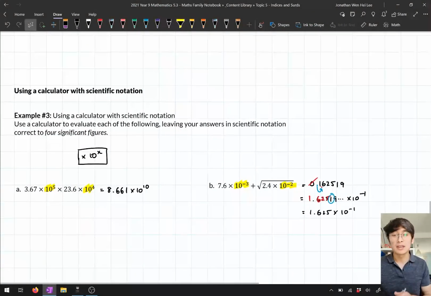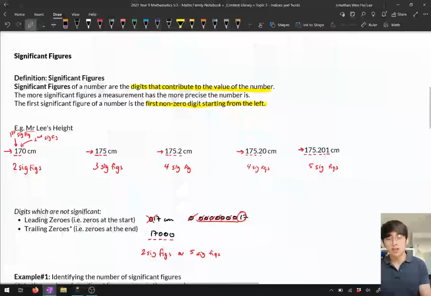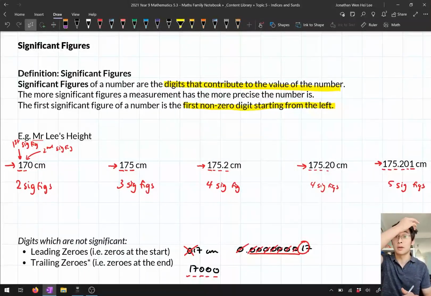Okay, so that's how we deal with scientific notation with significant figures. That last bit was just a little bit of an aside, just in case you wanted to change up your calculator and make it easy for yourself. So that's it for today's lesson. Let's do a quick recap. Today we talked about significant figures, and significant figures are just the digits that contribute to the value of our number. So here we started from left to right, and we read our number to the right, and we started at the first non-zero digit of our number.